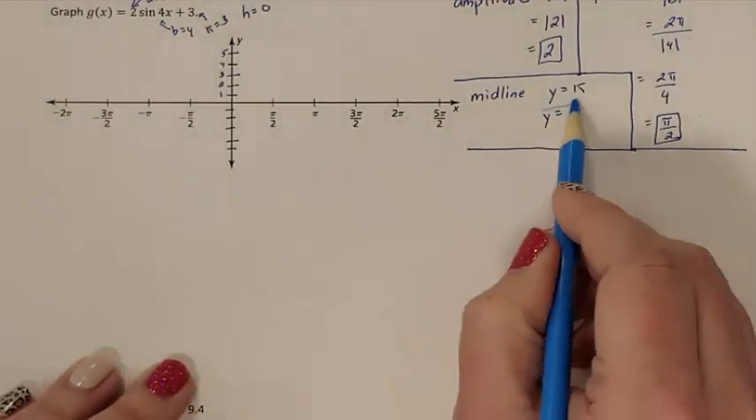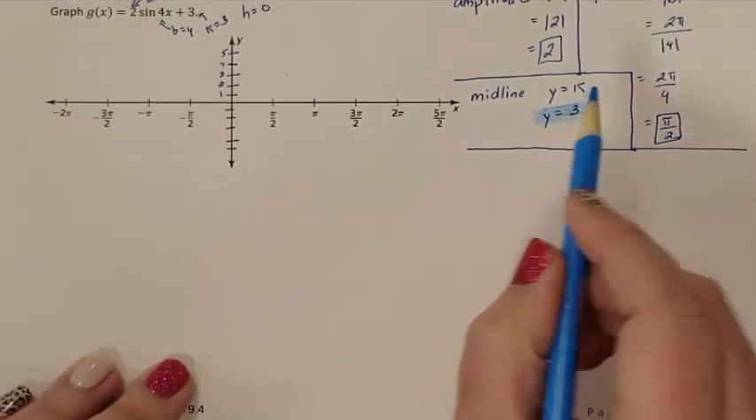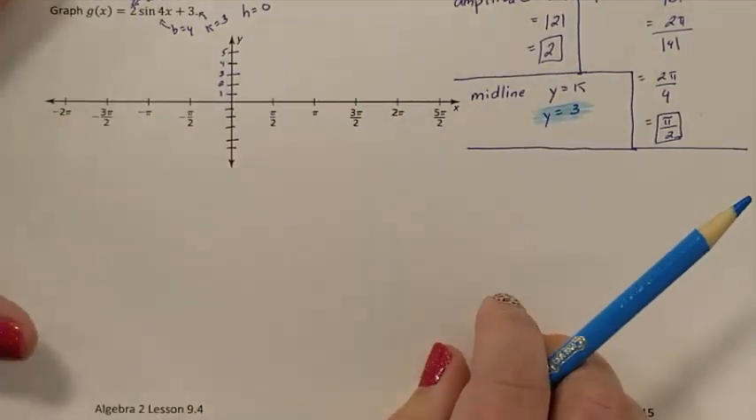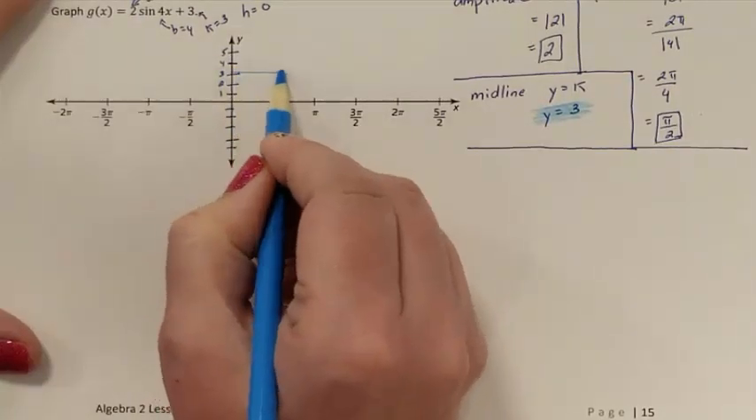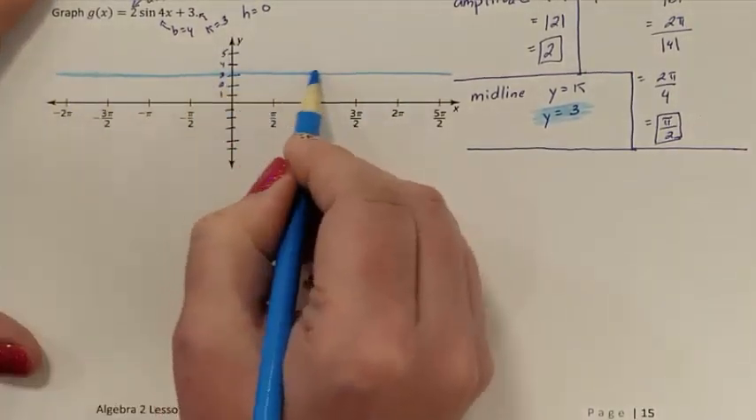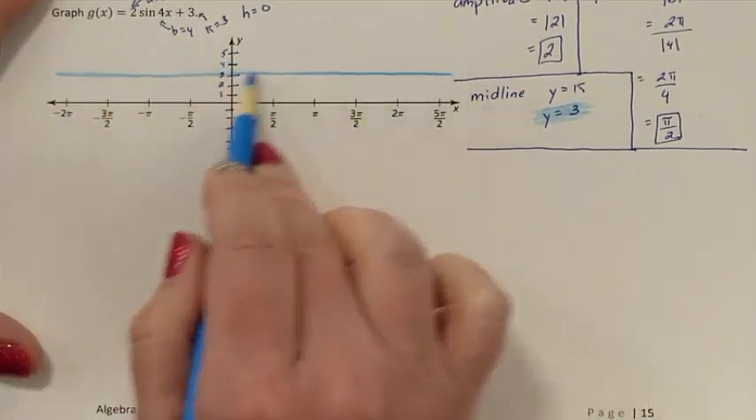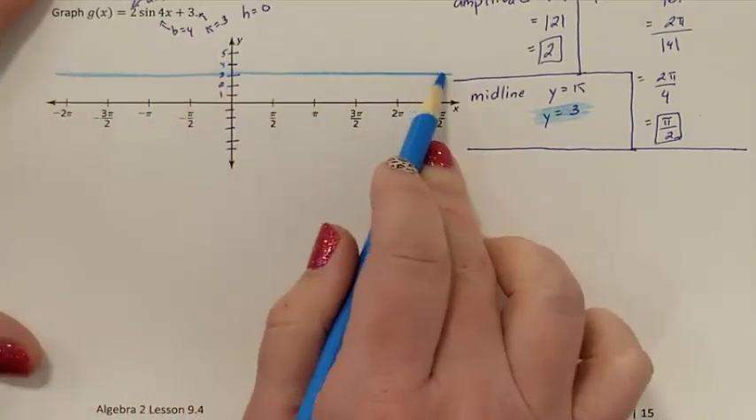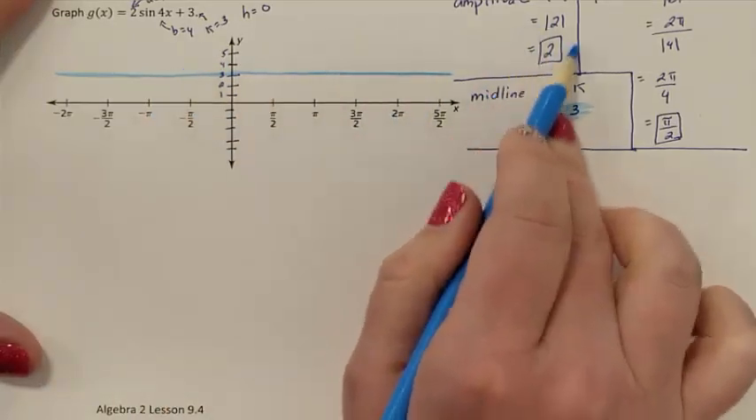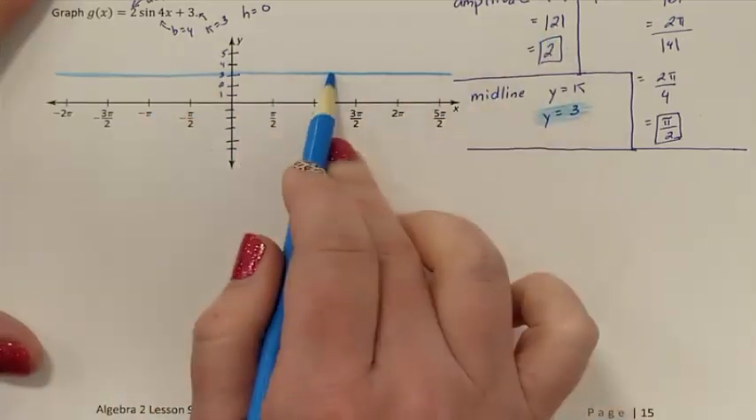My midline is the new middle line of my sine. So right here where y is 3, this is my new midline. My sine function will center all around this line. From here, I will be 2 above and 2 below.